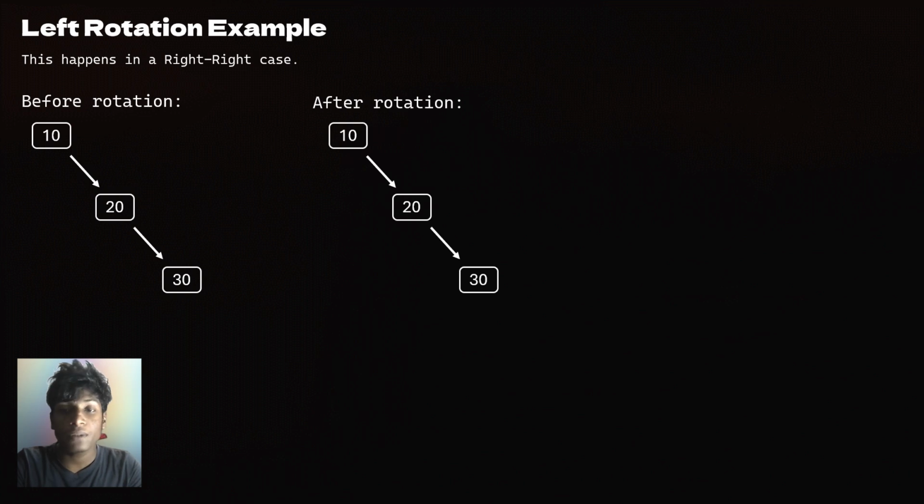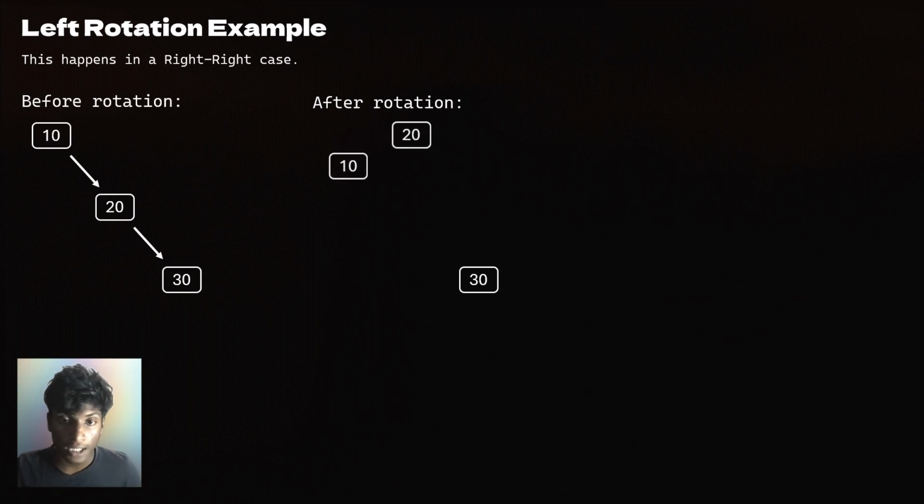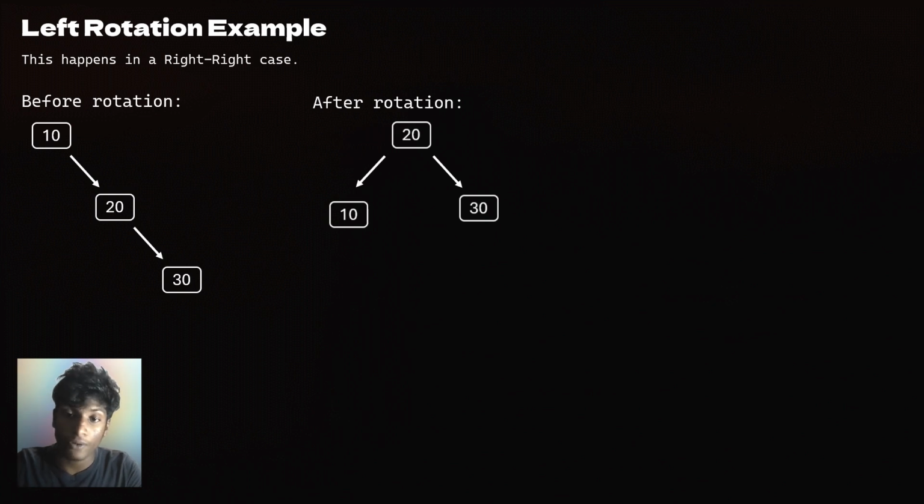Now, AVL tree performs a left rotation. After the left rotation, 20 moves upward and becomes the new root node, and the 10 becomes the left child, and the 30 becomes the right child. Now the tree is balanced again. So the purpose of the left rotation is to reduce the height of the right-heavy trees and make the structure balanced.